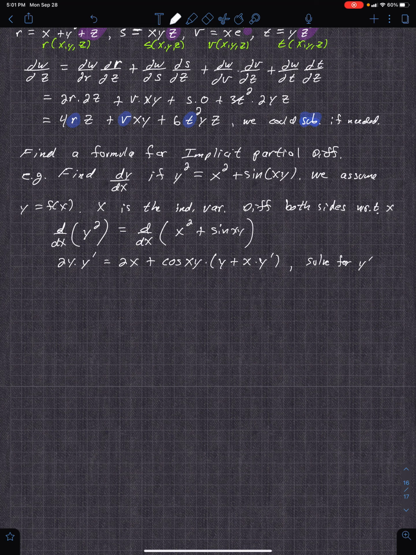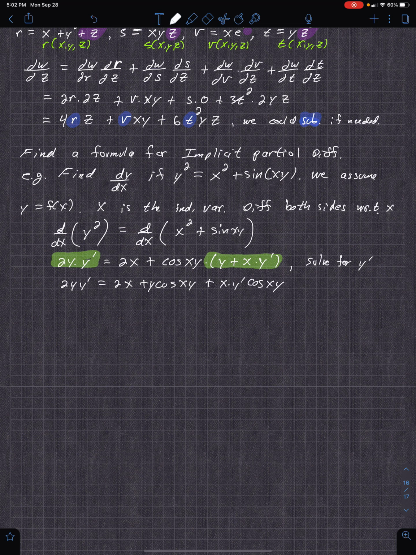So we collect the terms that have y in it. So this one and this one. So we've got to distribute cosine and then collect those terms. So we end up getting this: 2y y prime equal to 2x plus y cosine xy plus xy prime cosine xy.